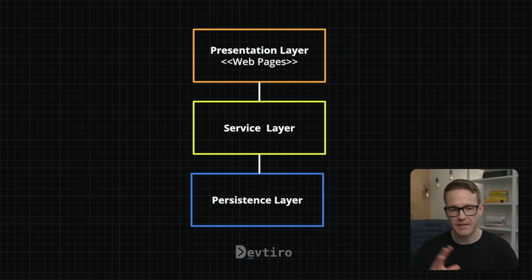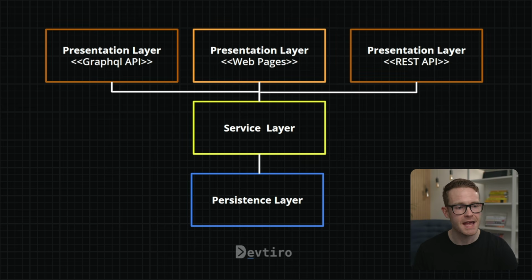So let's say we have an application, it has a presentation layer, it exposes web pages to users, it has a service layer, and it has a persistence layer. Let's say after a bit of time, some additional features are added to this application, and it now exposes a REST API, and it also exposes a GraphQL API, let's just say. And let's say we were just returning the objects returned from the service layer to callers of our REST API, our GraphQL API, and maybe even web pages too.